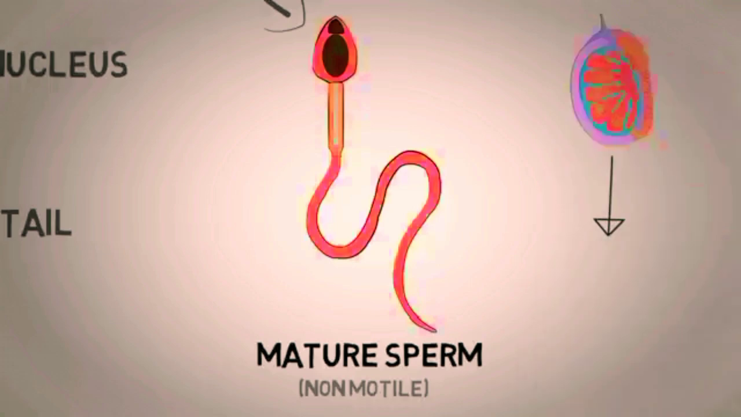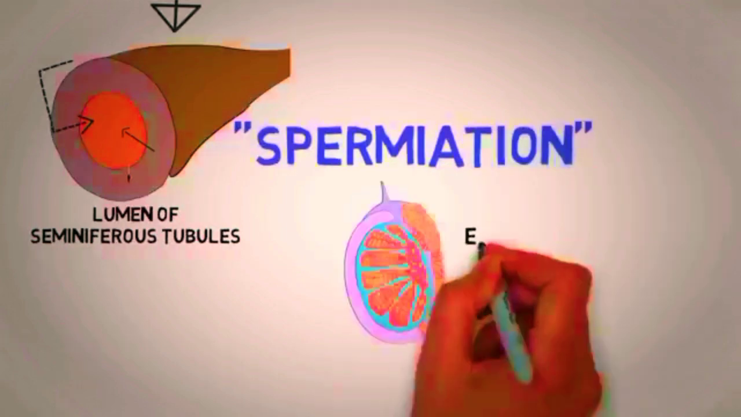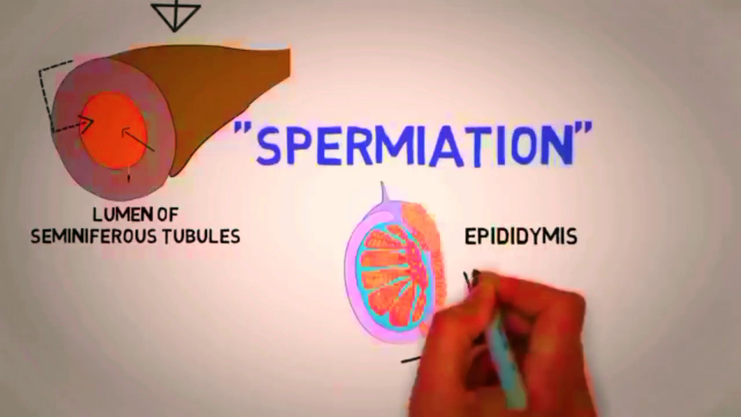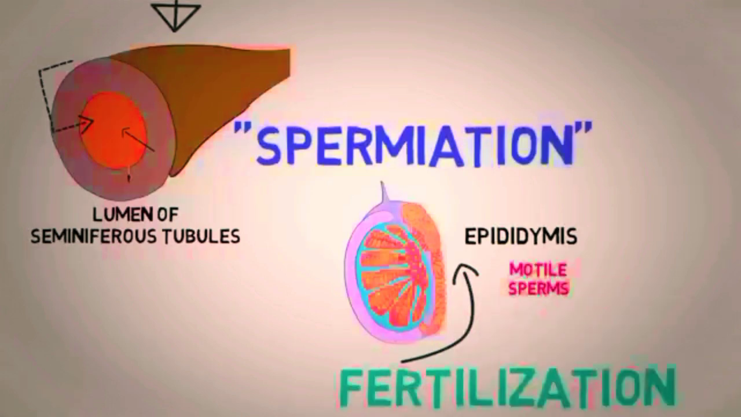However, the mature sperm cells are still non-motile. These immobile sperm are released into the lumen of the seminiferous tubules through a process called spermiation. They are then sent to the epididymis, where they spend a few days and gain motility. They are now capable of fertilization.